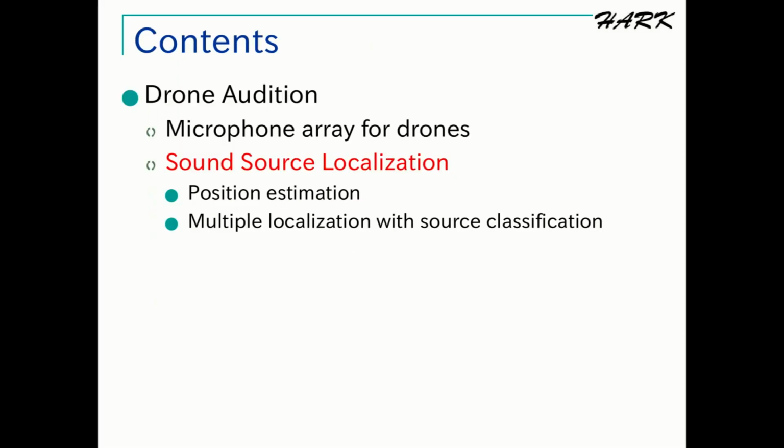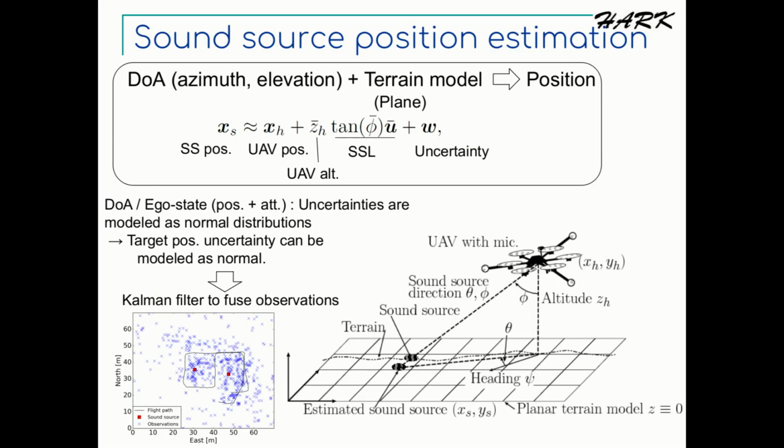Let me move to the idea of how we could estimate the position of the sound source from the noisy recorded signals by using the audio drones shown so far. By analyzing acoustic signals, the direction of arrival, or azimuth and elevation angles, are available. Those angle information are two-dimensional, so additional information such as depth is necessary to determine the position of the sound source that could be represented in a three-dimensional way.